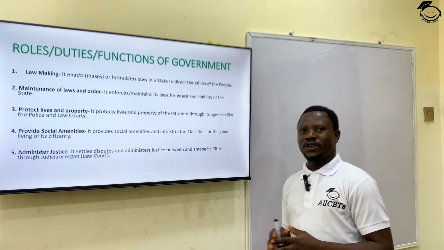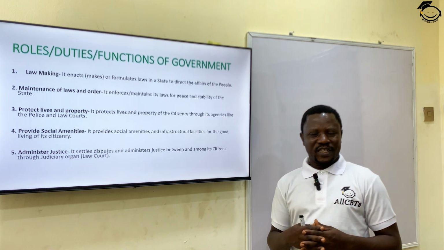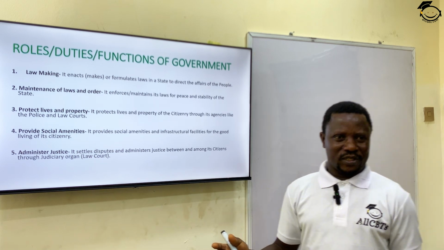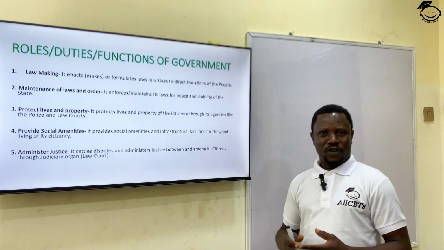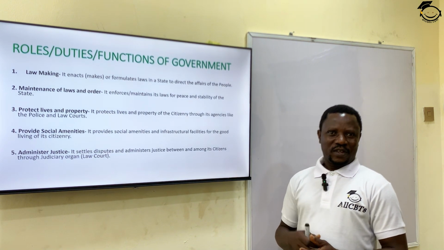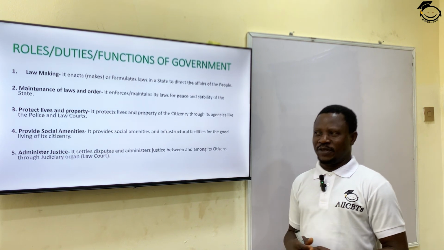What do we expect a good government to do? A good government is expected to provide social amenities that will make life meaningful and better for the people to live a good life. These are responsibilities of a good government.